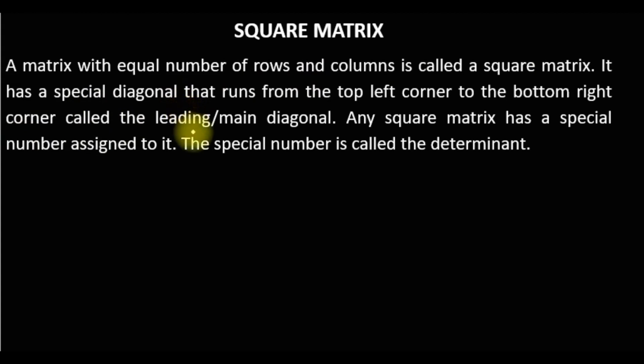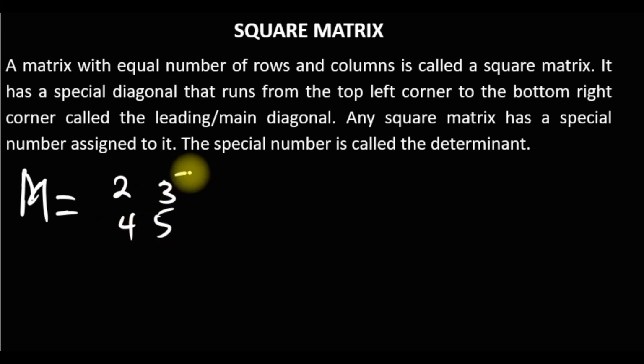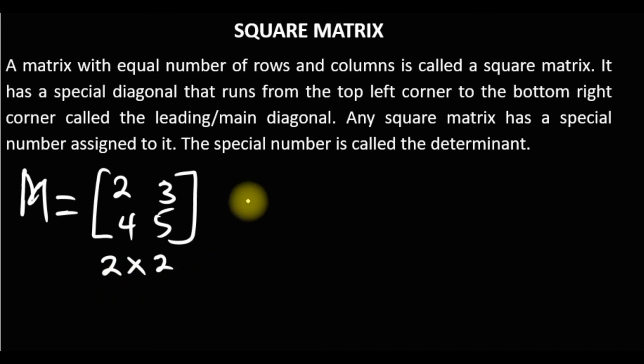It has a special diagonal that runs from the top left to the bottom right corner, called the leading diagonal, or the main diagonal, or the principal diagonal. Also we have a special number assigned to it, called the determinant. See an example of a square matrix. If you have maybe matrix M, maybe 2, 3, 4, 5. This is a square matrix because it has the same number of rows and columns. They must be the same.